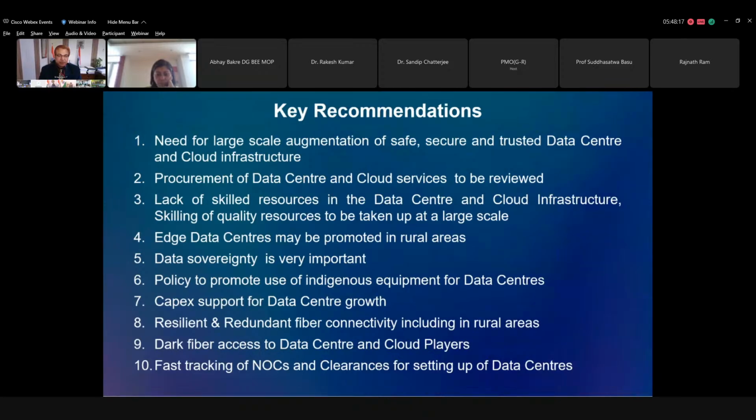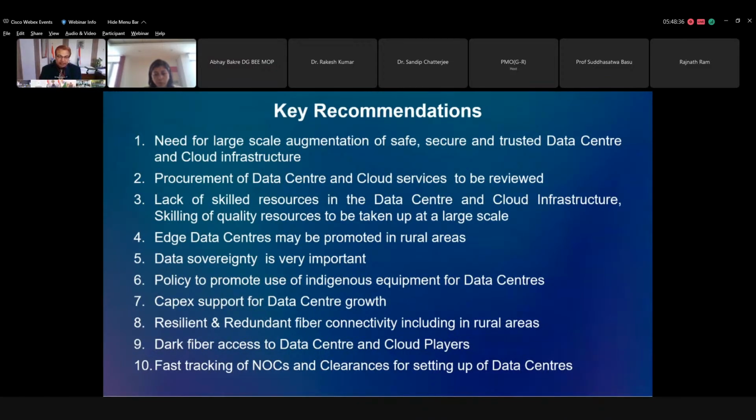The next key takeaway was on the policy to promote use of indigenous equipment for data centers. This is already a part of the policy that MeitY has proposed, where we have proposed to give incentives for domestic equipment, both IT and non-IT, for data centers.